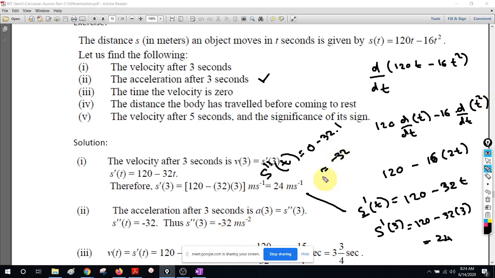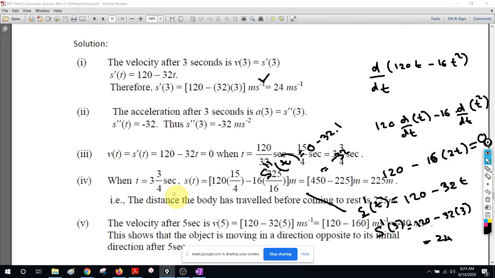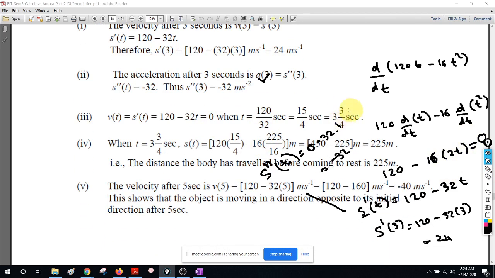Okay, the next question is the time when the velocity is 0. Remember, this is my velocity function. I want to find when this is going to be 0. So I can just make it 0 and find the t value. That is where your velocity is going to be 0. So those things you can understand. Just make it 0, then you will get the value.